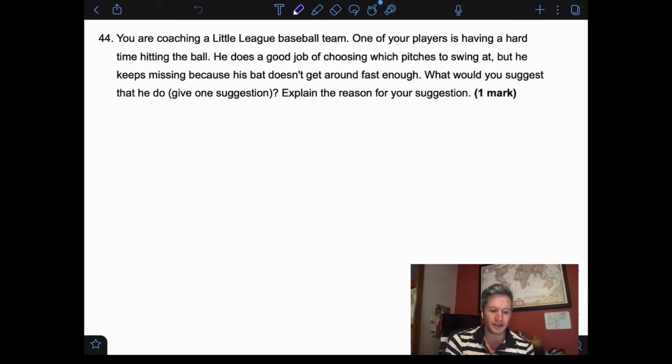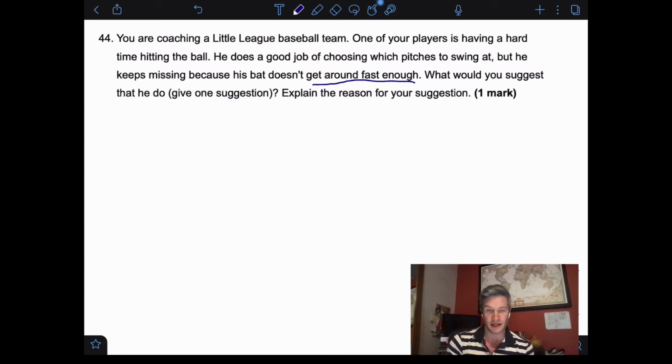You are coaching a little league baseball team. One of your players is having a hard time hitting the ball. He does a good job of choosing which pitches to swing at, but he keeps missing because his bat doesn't get around fast enough. That's kind of a key to come back to. What would you suggest he do? Give one suggestion, explain the reason.